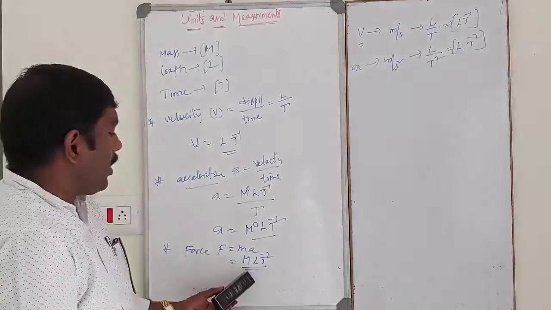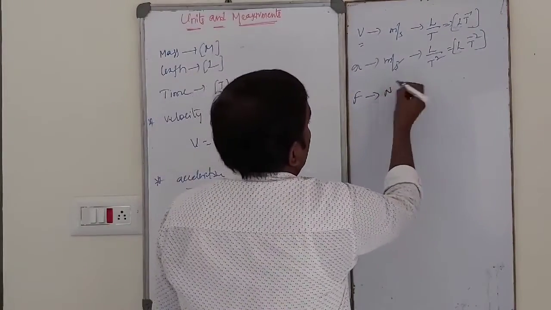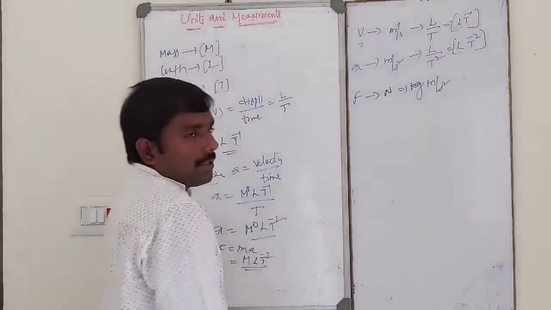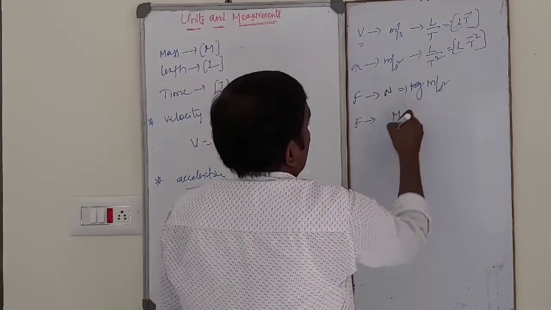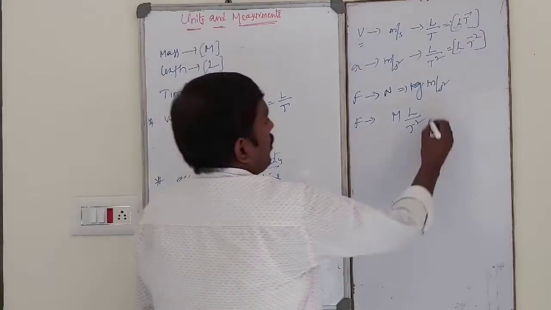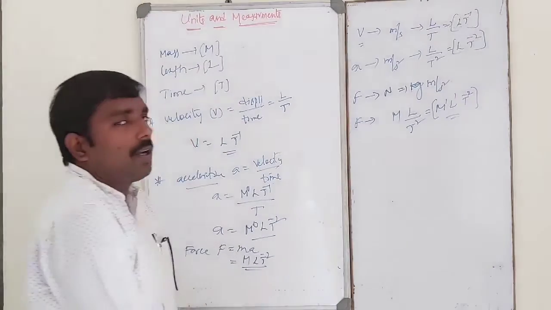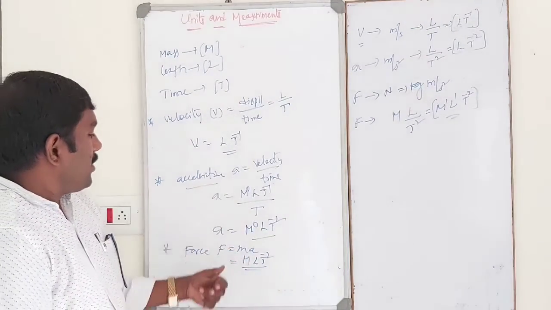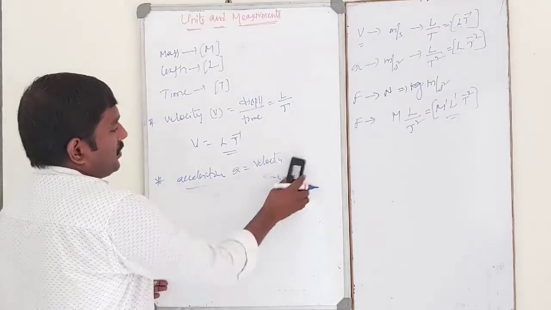Another way to find the dimensional formula is by using the SI unit. What is the SI unit of force? Newton. Newton means kg meter per second square, that is ma, m into a. So the dimensional formula for force: kg is mass, M; meter is L; second square is t square. So M power 1, L power 1, t power minus 2. This is the dimensional formula for force. Okay, acceleration and force, this is the other way, and also velocity.